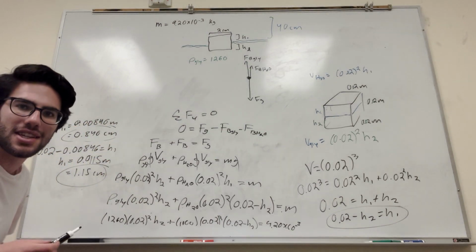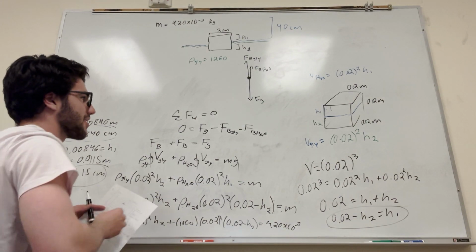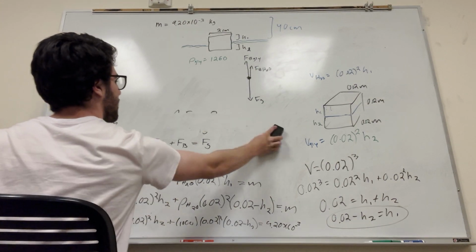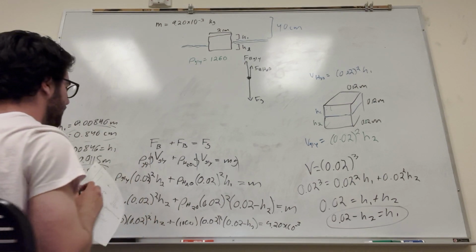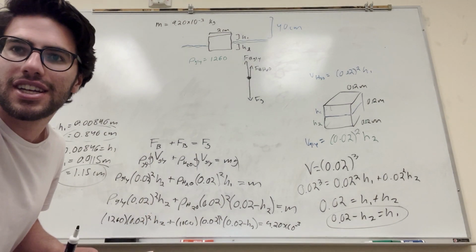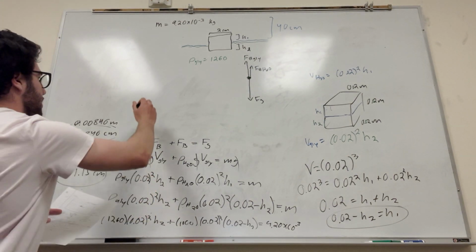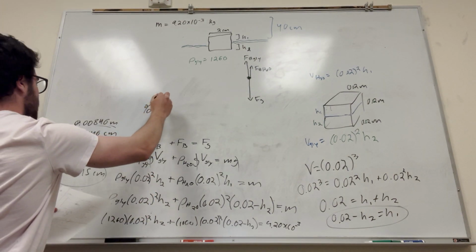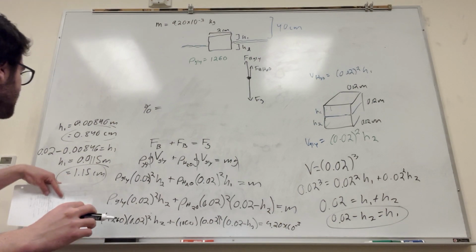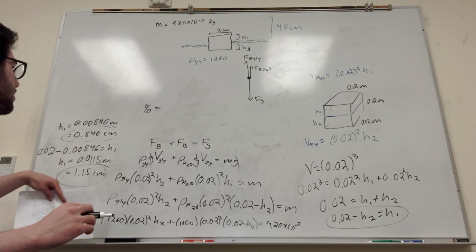Do I have any space left at all? I guess I'm going to have to erase. Okay. We're going to go right here. All right, so if you want to find the percentage of how much is below the surface, you're going to have to take the kind of like the average. So the percent that is below the surface is going to be height of 2. Wait, hold on.